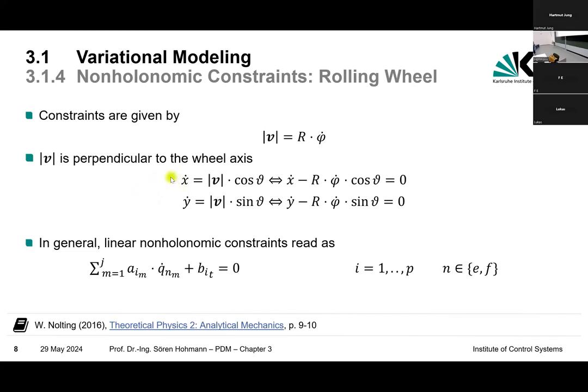Then it must be perpendicular to the wheel axis. That's also clear. That's the definition of the movement. So we can say x dot is equal to the absolute value of v times cosine theta. Or we can write it down using this formula: x dot minus r phi dot times cosine theta has to be 0. The same applies for y dot. If you do the calculation, it's just summing up the equations for velocities.